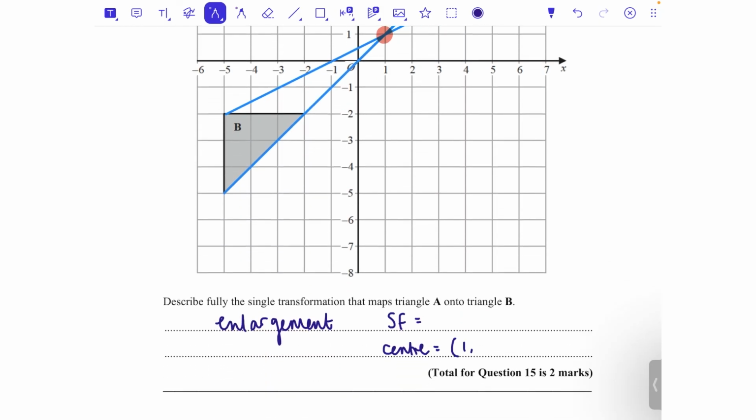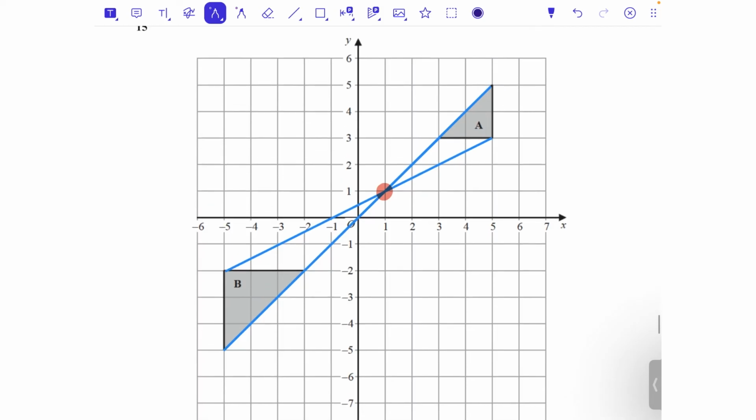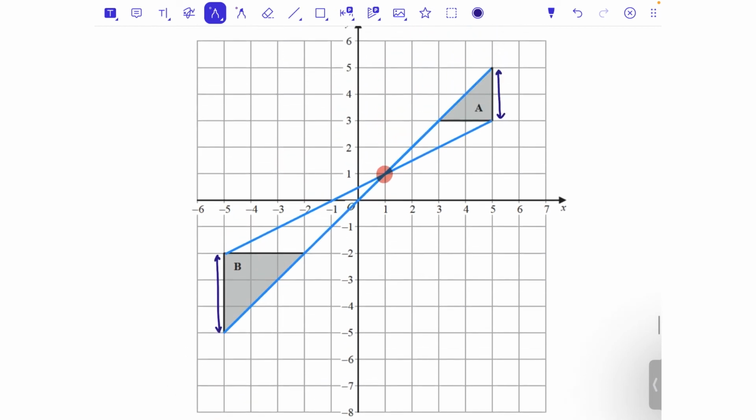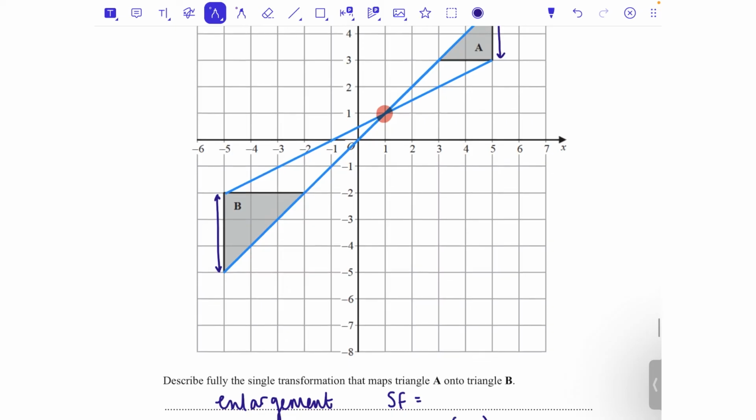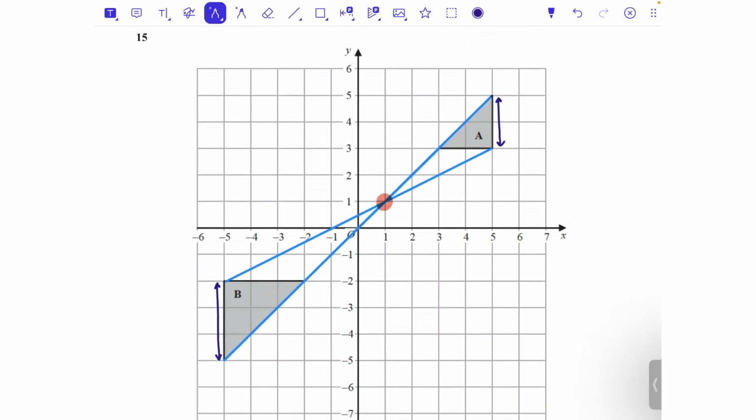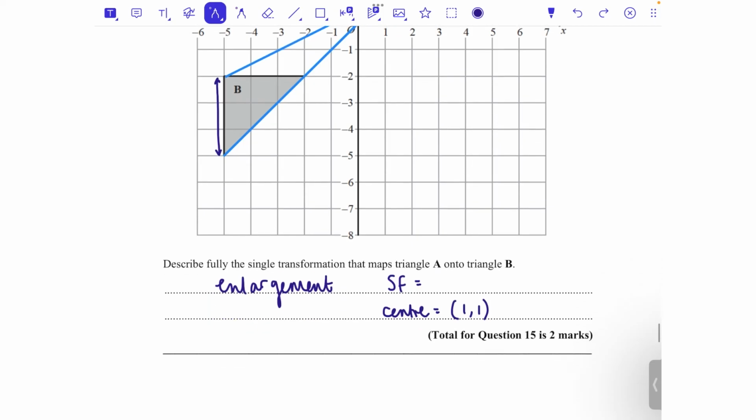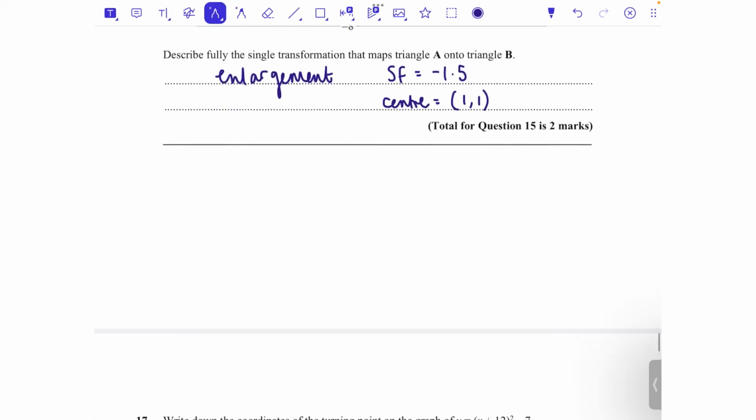That is 1, 1. And the scale factor, well, we can see that this was 2 tall and this was 3 tall. So we're going from A to B. Good, yeah. So 3 divided by 2 is 1.5. But if it was an enlargement 1.5, it would have ended up 1.5 times bigger going in the same direction. Because it's going back through the centre and out the other side, you're kind of getting that twist back through. That is a negative enlargement. So I am going to put minus 1.5 as my scale factor there. Minus 1.5 or minus 3 over 2 would be absolutely fine as well. There we go, 2 marks for that one.